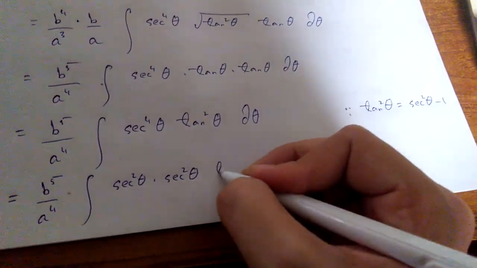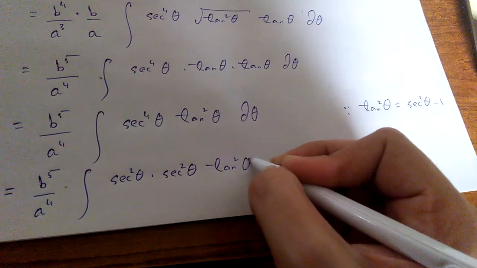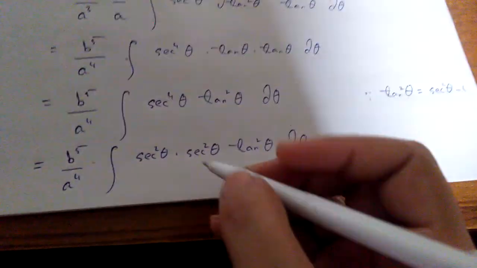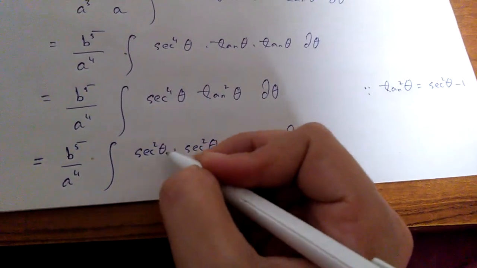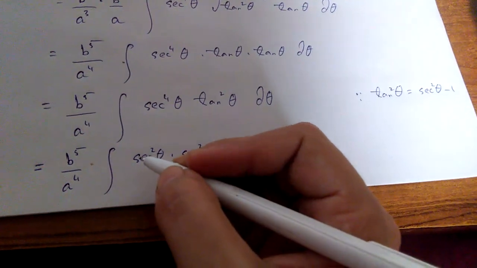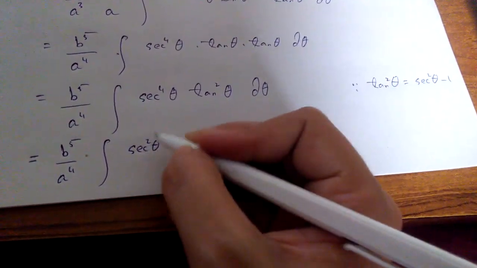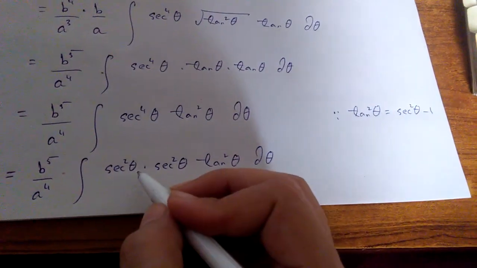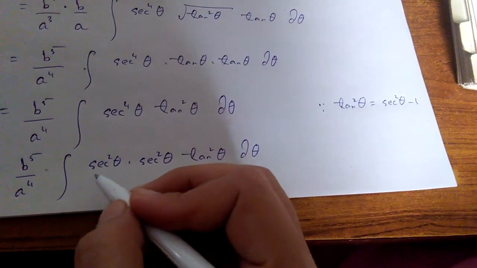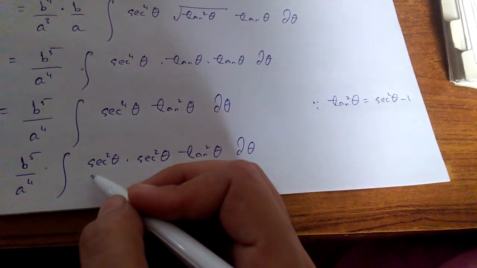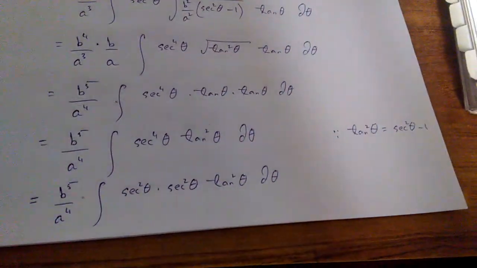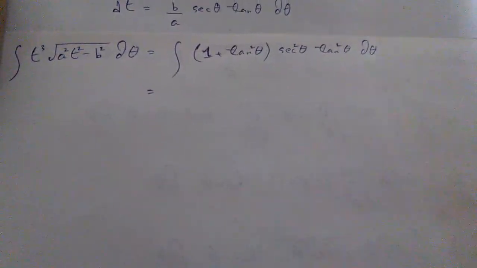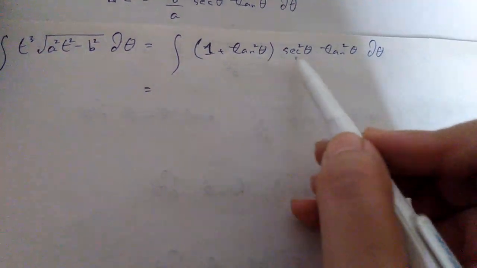And then we break just one sec square theta with our 1 plus tan square theta. We are just going to replace it with the help of this relationship. We simply replace 1 sec square theta by 1 plus tan square theta. Okay, let me turn the page now. So that's how we have just done.